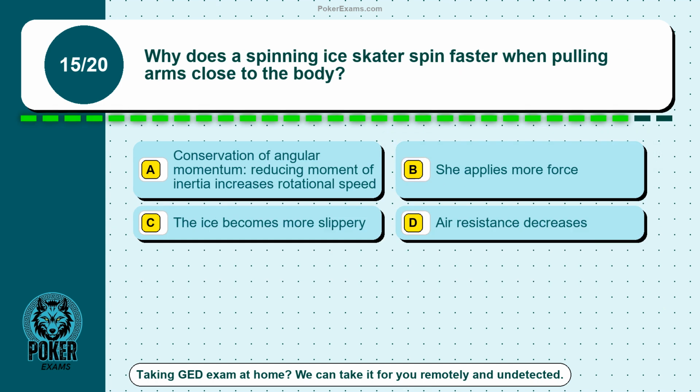Question 15. Why does a spinning ice skater spin faster when pulling arms close to the body? Option A, conservation of angular momentum, reducing moment of inertia increases rotational speed. Option B, she applies more force. Option C, the ice becomes more slippery. Option D, air resistance decreases.